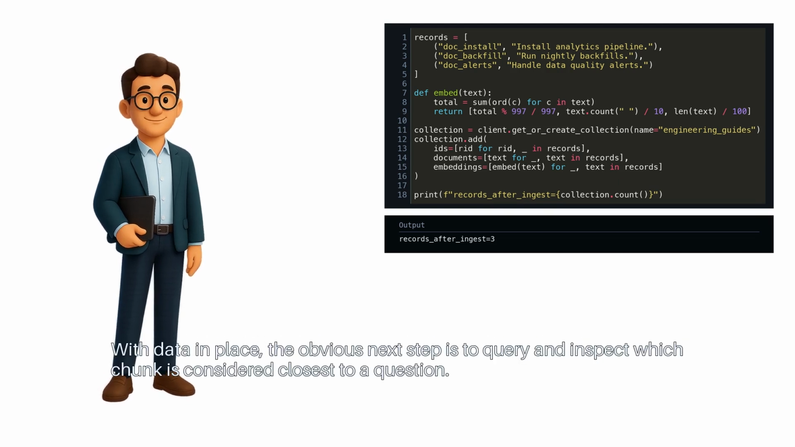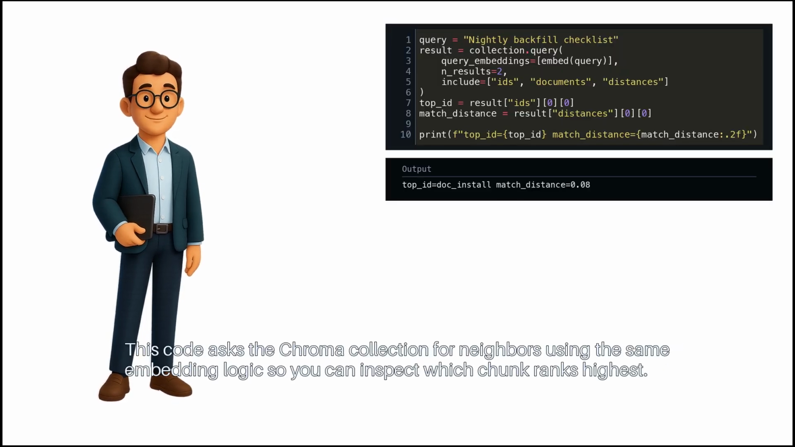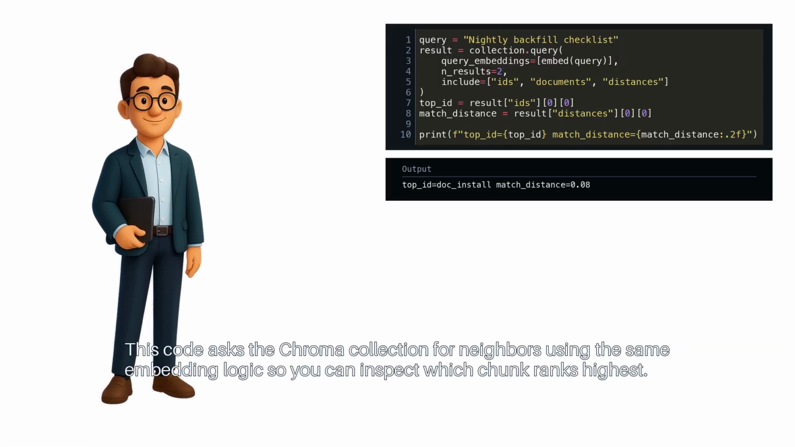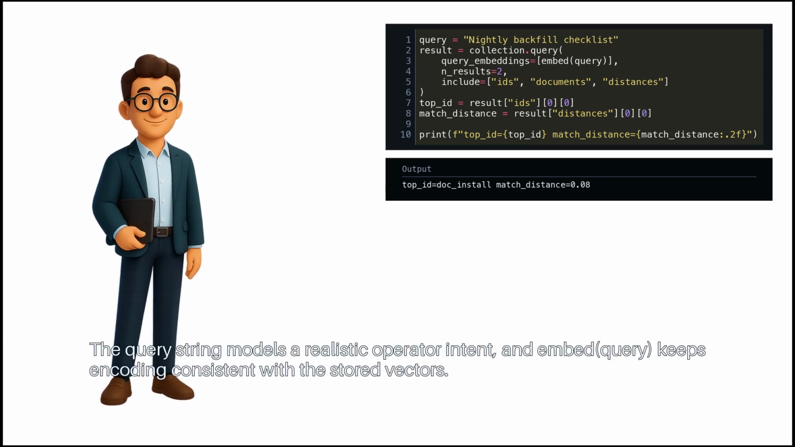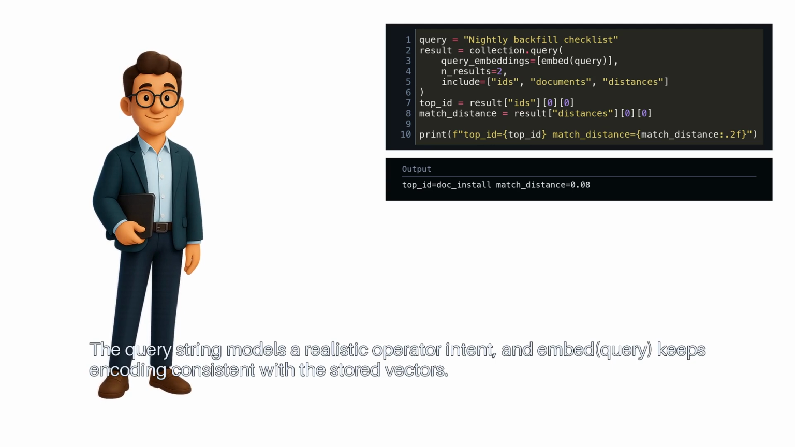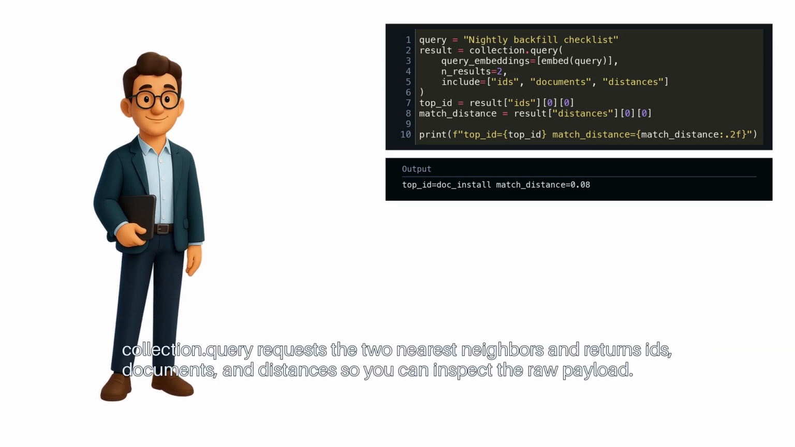With data in place, the obvious next step is to query and inspect which chunk is considered closest to a question. This code asks the Chroma collection for neighbors using the same embedding logic so you can inspect which chunk ranks highest. The query string models a realistic operator intent, and embed query keeps encoding consistent with the stored vectors.